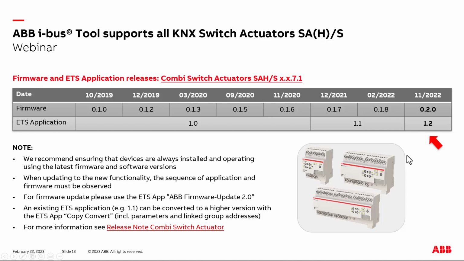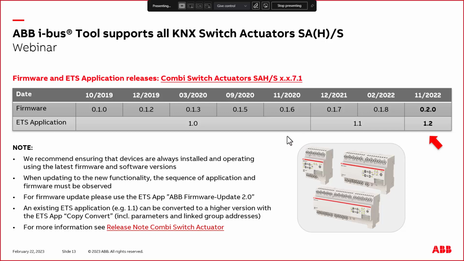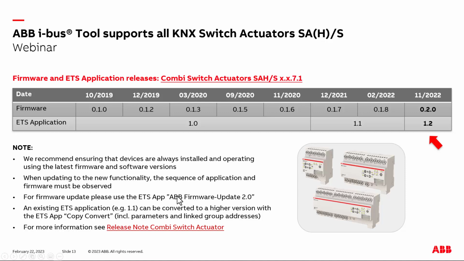Very important, when we make an update here of the firmware and ETS application, we need a sequence to do it. At first, we have to update the firmware and then the ETS application. For both, we have special apps, the so-called ABB Firmware Update Tool app and the ETS Copy and Convert app.